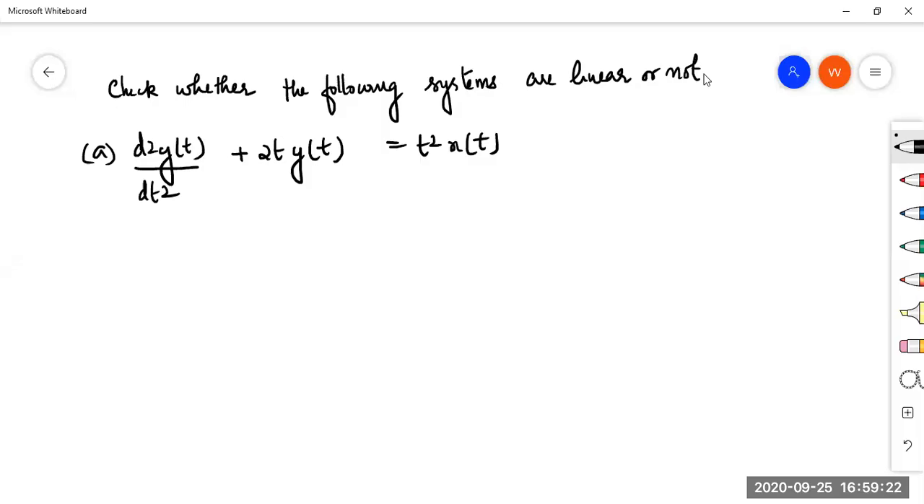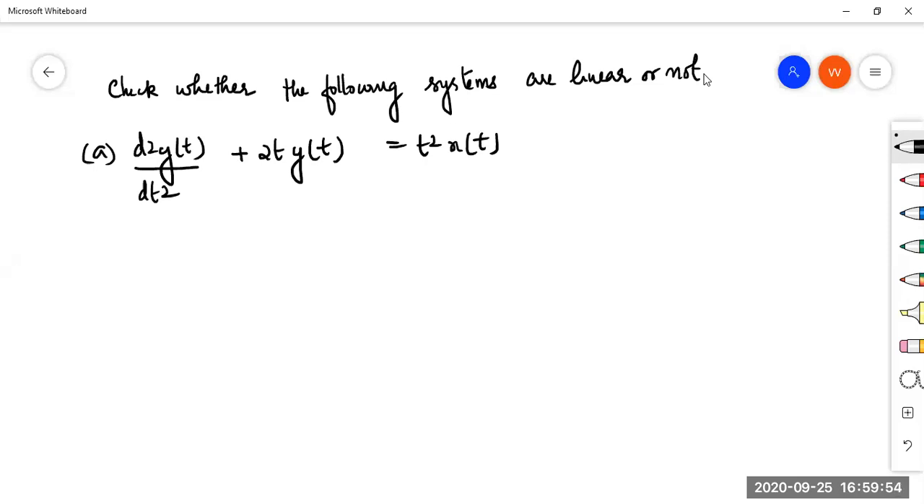So let's see some unique problems coming under linear, non-linear, time invariant, time variant, etc. Here in this question, you are provided with a differential equation d square y of t by dt square plus 2t y of t is equal to t square x of t. Now we have to check whether the system is linear or not. In this you can see y of t and x of t, you cannot separate y of t because it is in d square by dt square form.